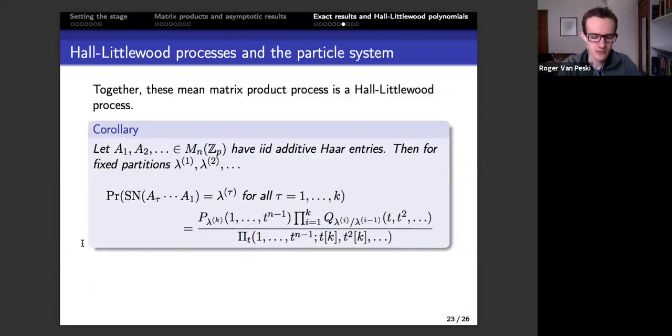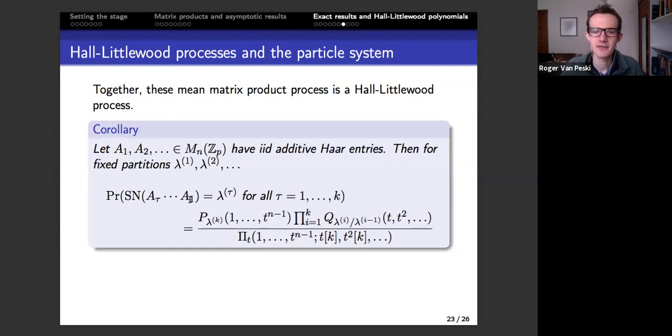Okay. And so just a word about where the particle system comes from. Using just general machinery of Macdonald processes, it follows from these results that if you look at the joint distribution of the singular numbers of a product, where this is the joint distribution as tau, the number of matrices in the product, varies, then this is an ascending Hall-Littlewood process.